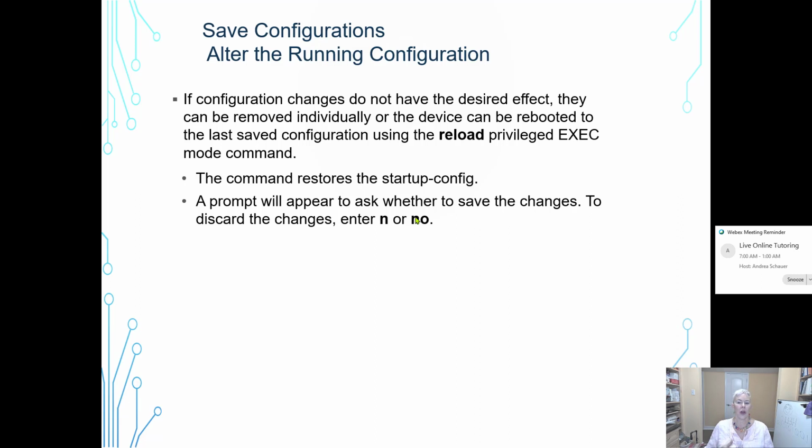We're going to be doing this all the time in lab, so I'm not going to go into it much deeper. There is something else to know: if you've changed your configurations and you do not have the desired effect, so you're typing into the running configuration, they can be removed individually, or the device can just be rebooted by typing reload. So let's say I enter a host name, I enter some IP addresses, and then I realize, oh man, I'm not even on the right device. I can just type reload and it will take out what I just did and I can start fresh.